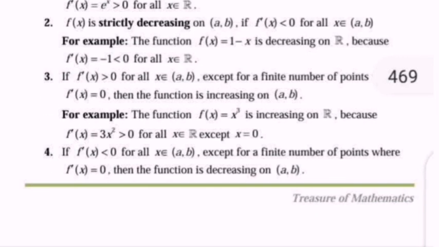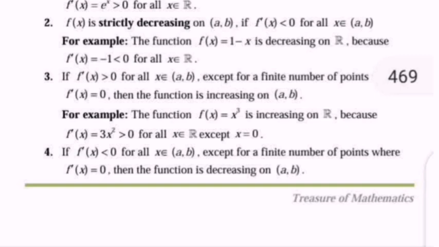Now point 3: if f dash of x is greater than 0 for all x belonging to AB, except for a finite number of points where f dash of x is equal to 0, then the function is increasing on AB.